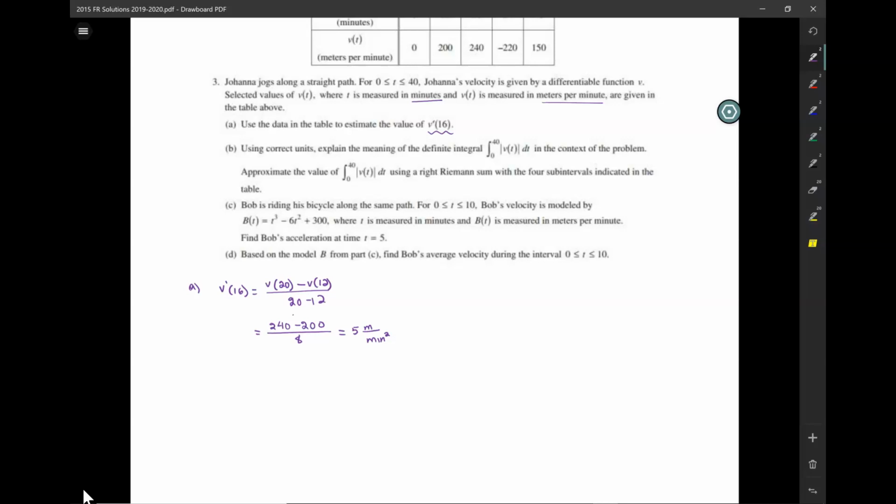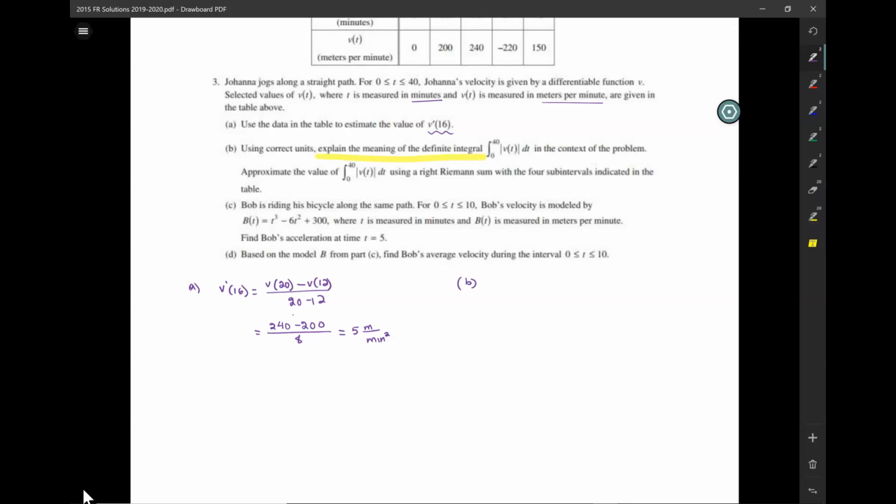B. Using correct units. Here we go. Explain the meaning of the definite integral in the context of the problem. Then approximate the value using a Riemann sum with 4 subintervals.